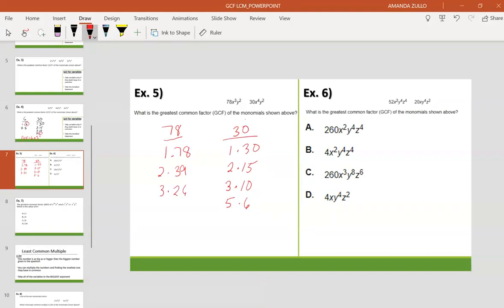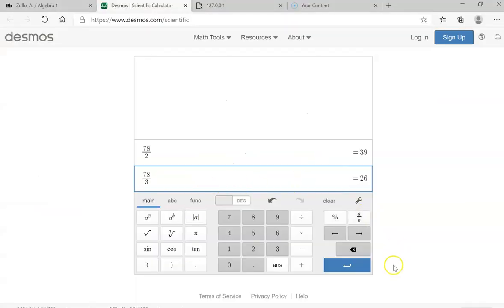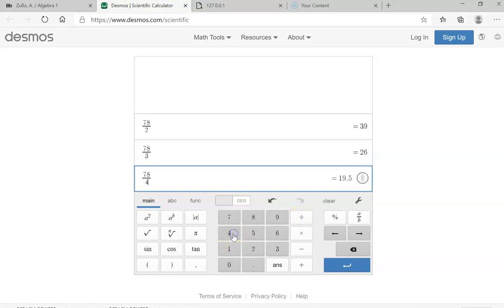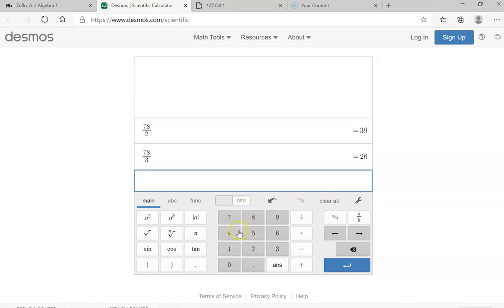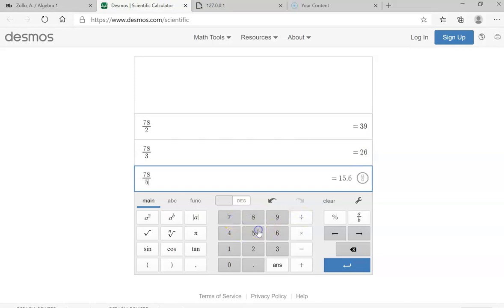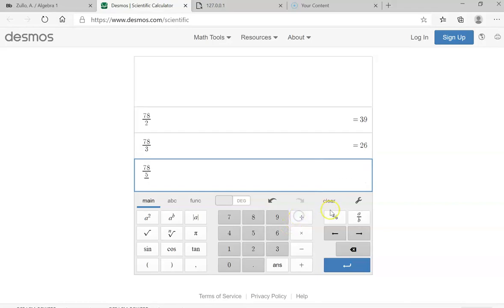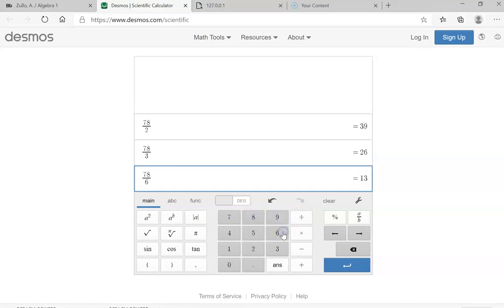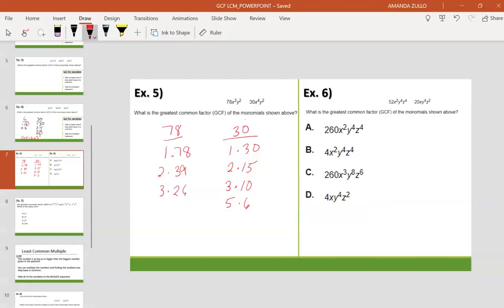Let's try 4. So 78 divided by 4. And that gives us a decimal, so that doesn't work. We're going to do 78 divided by 5. I know it's not going to work either. Yep, it gives you a decimal. 78 divided by 6. That gives us 13. So 6 times 13.